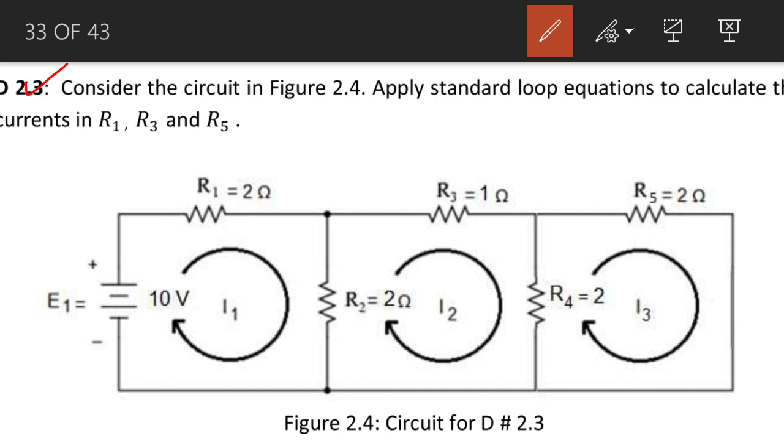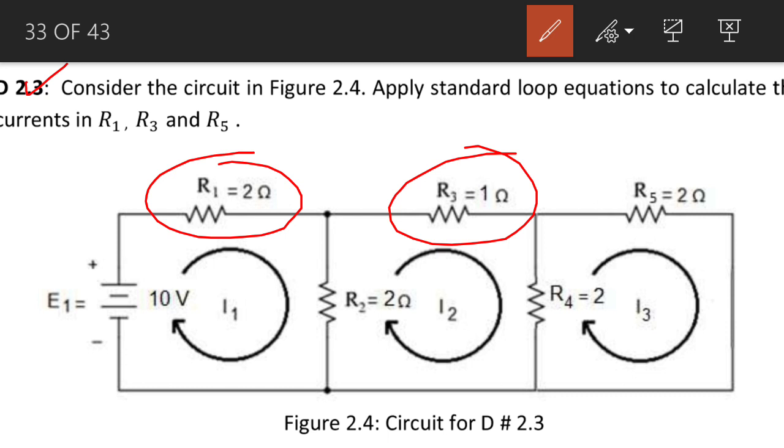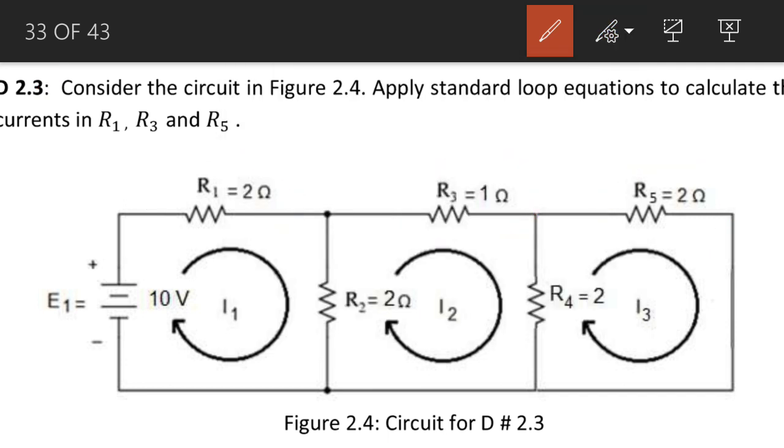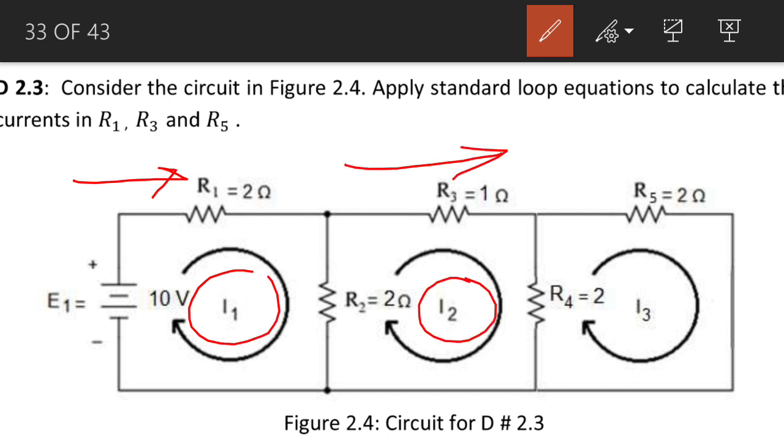Apply standard loop equations to calculate the currents in resistor R1. So we need to find out the current in this resistor, R3, the current in this resistor, R5, the current in this resistor. And you see, we know that the current in this resistor is I1. The current in this resistor is I2. And the current in this resistor is I3. So in this numerical example, we need to find out the currents I1, I2, and I3.